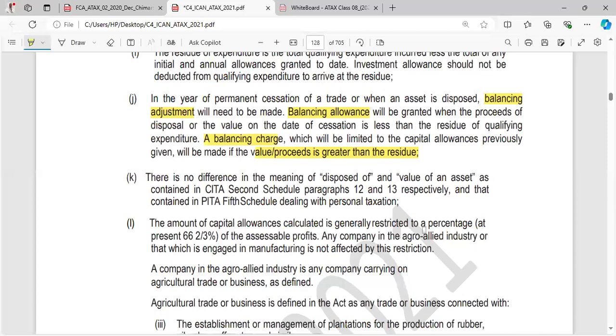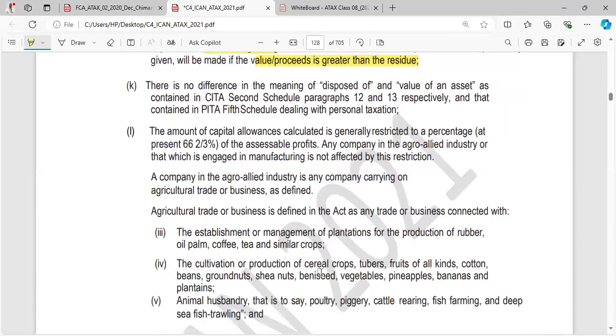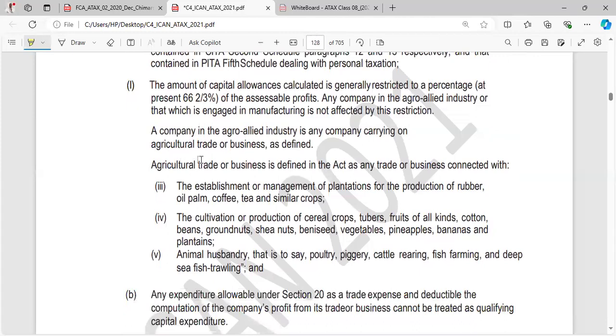All right. So this is still the same thing we've been talking about. All these are just some repetition. You need to look at them. They said the capital allowances is restricted to 66 2/3% of assessable profit.